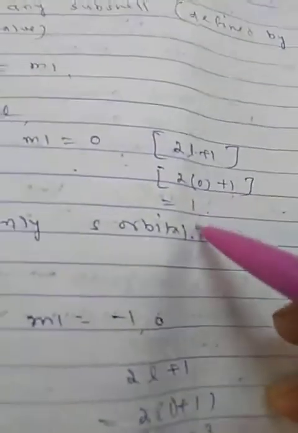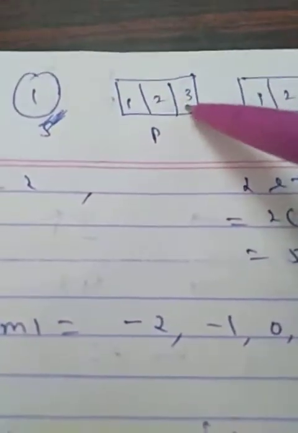First I told you the principal quantum number, then p orbitals. The s orbital has only one house. From here we can say the s orbital has only one house. Now for p, the magnetic quantum number means 3. So the p orbital has 3 subshells, 1, 2, 3 houses.